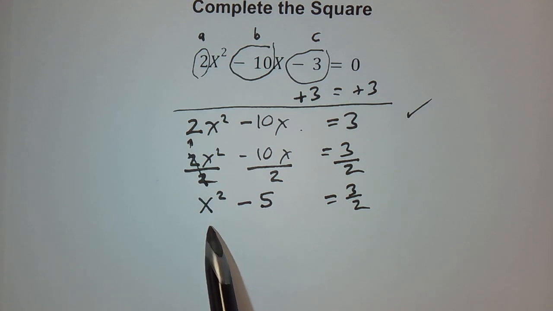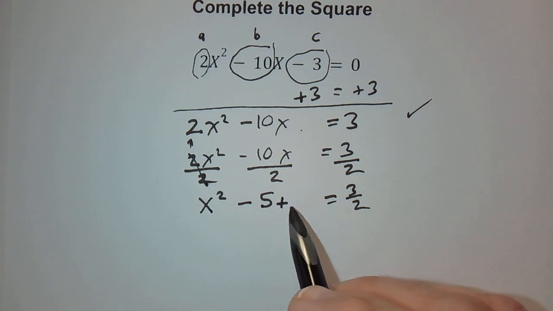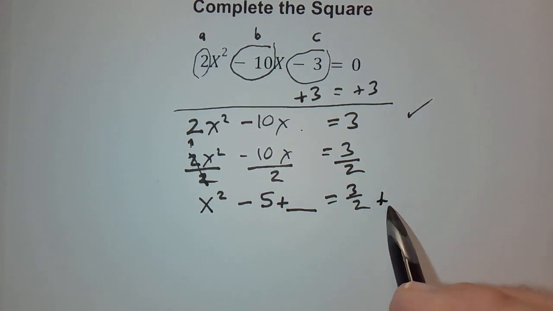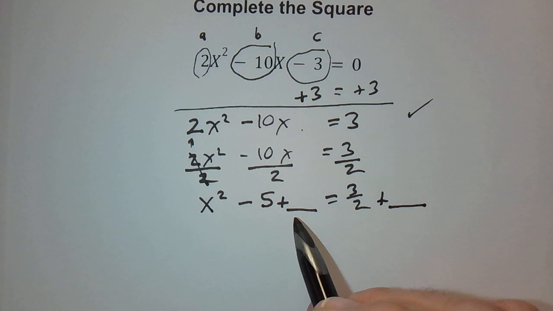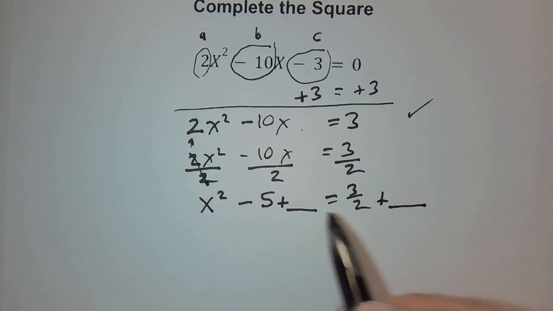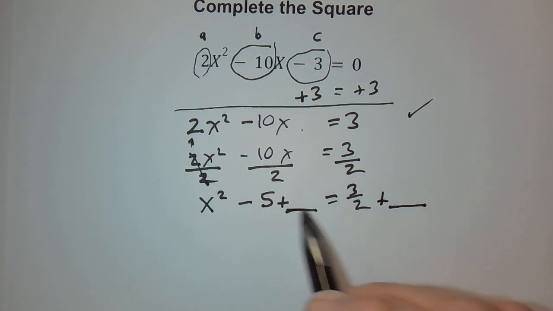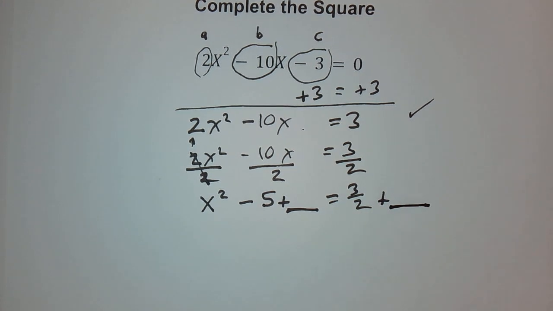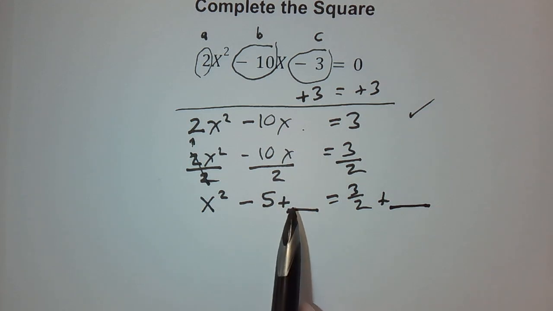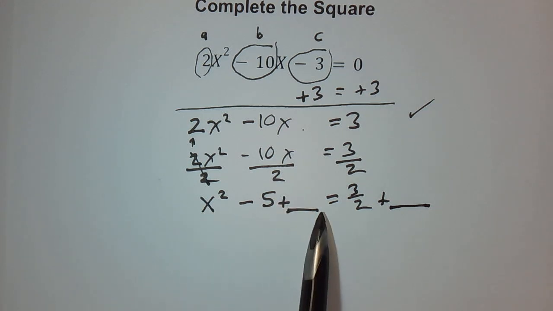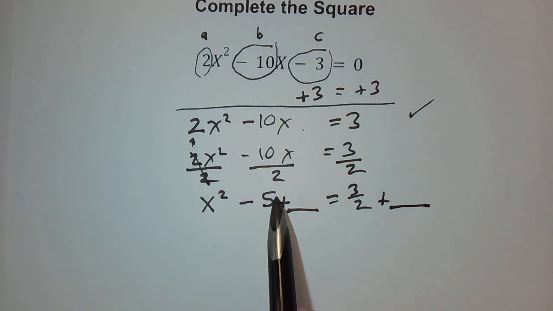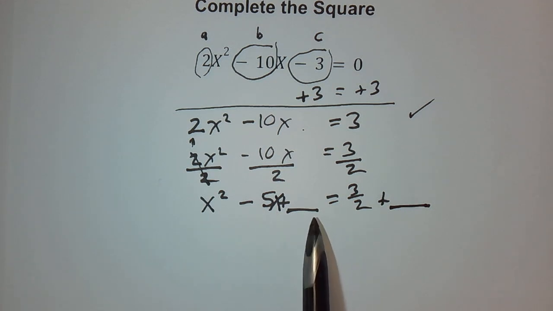The next step in the process, and it's the same every time, is we're going to add some number here. And whatever we do on the left-hand side, we're going to do to the right-hand side to keep it in balance. So we're going to add some number here, and we're going to add the exact same number there. How do we figure out what number to add? Well, we want to turn this left-hand side, and I'm sorry, I forgot the x, there's an x here, into a perfect square trinomial.